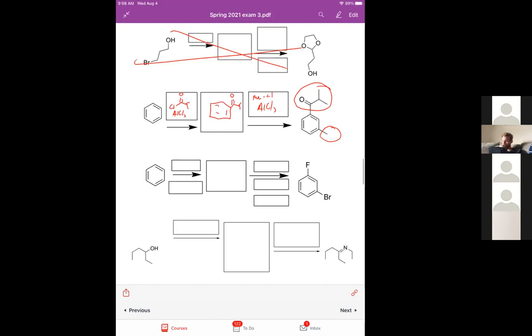All right, to get fluorine and bromine meta to each other, we're going to have to go through our diazonium pathway to get the fluorine in general. So adding HNO3, H2SO4 gets us a meta director. We could add in our bromine now.